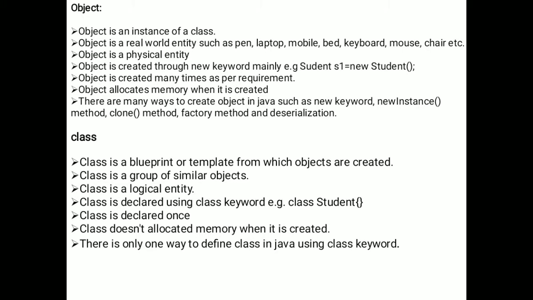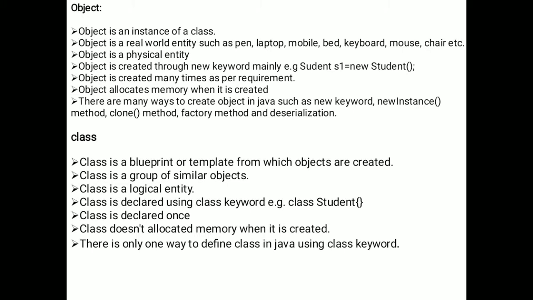The fourth difference is object is created through new keyword mainly. For example, Student s1 = new Student. Whereas class is declared using class keyword. For example, class Student. The fifth difference is object is created many times as per requirement, whereas class is declared only once.